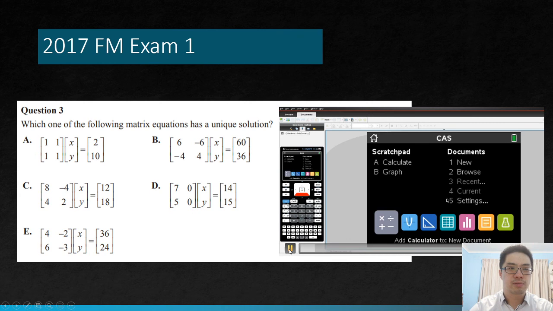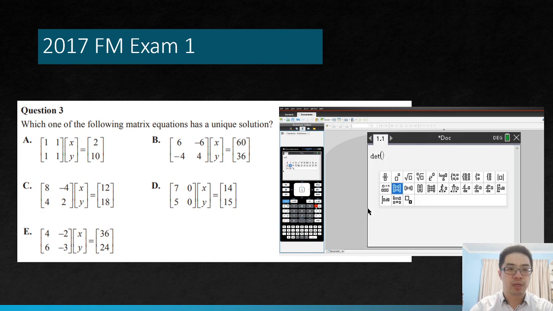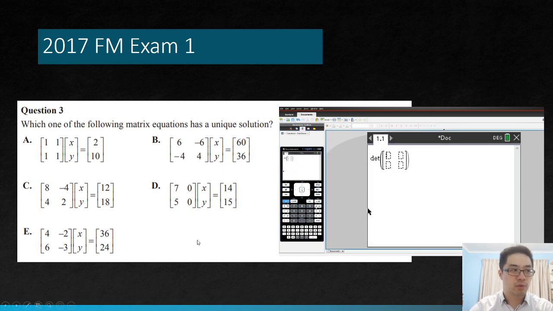You go to your calculator, type DET, open up some brackets, and then bring up your matrix, and then we'll go through one by one. So 1, 1, 1. As you can see, the determinant equals 0, so that one hasn't got a unique solution. I'll copy and paste. Let's try the next one, which is 8, -4, 4, and then 2. Hit enter. As you can see, that one gives me a number greater than 0 or less than 0, so it's not 0. That means the answer will be C, because it has a unique solution.